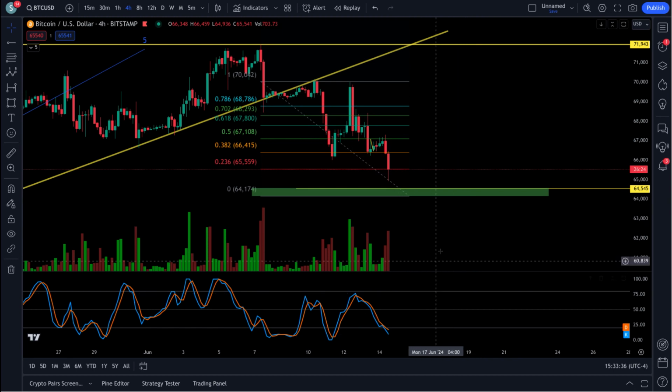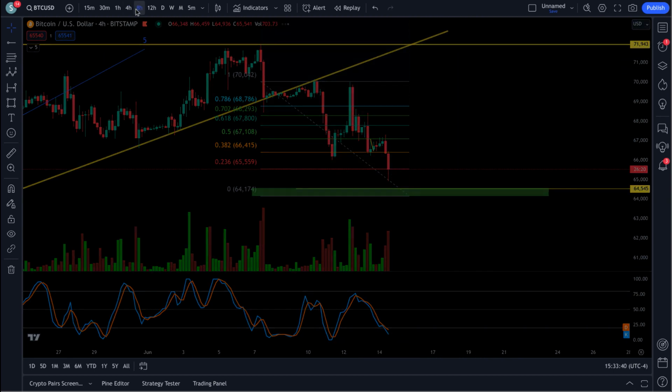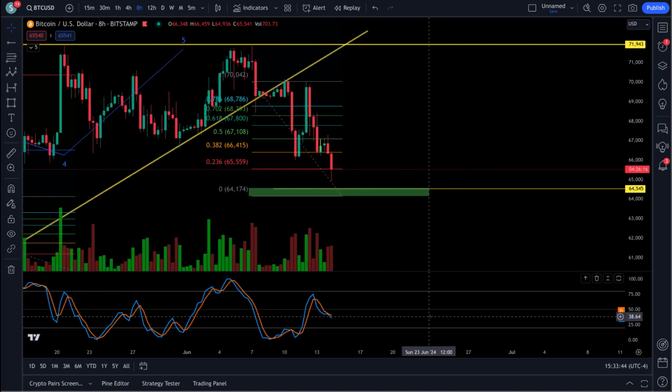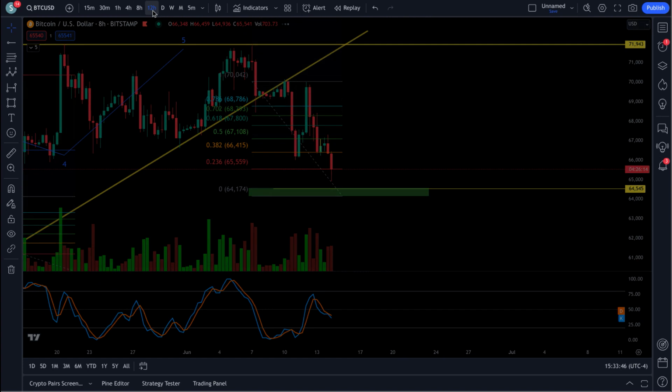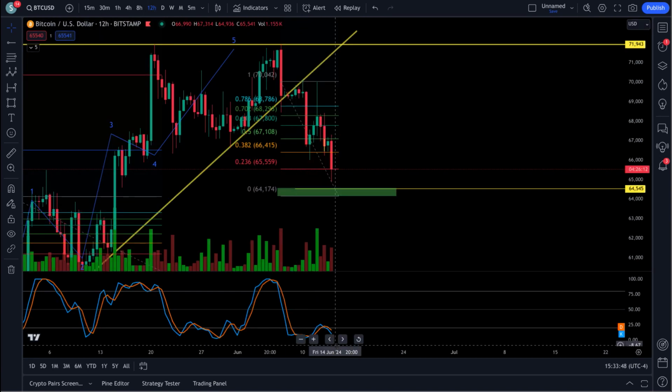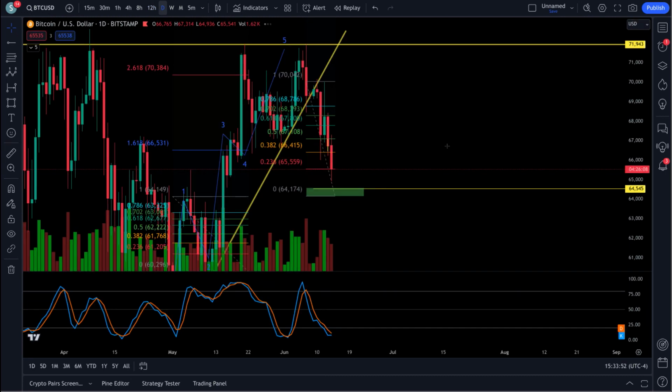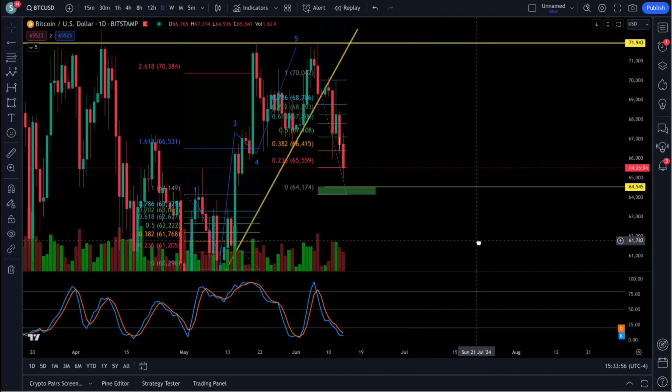Now, what would make us think that? Well, the 4 hours just about reset down here. We have the 8 hours starting to curve back to the upside. The 12-hour is right down at the bottom here, pretty close to reset. And our daily is just about getting ready to turn back to the upside.